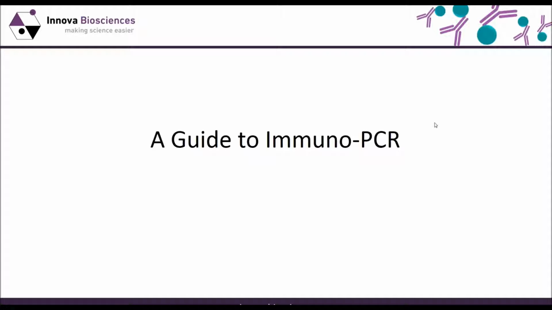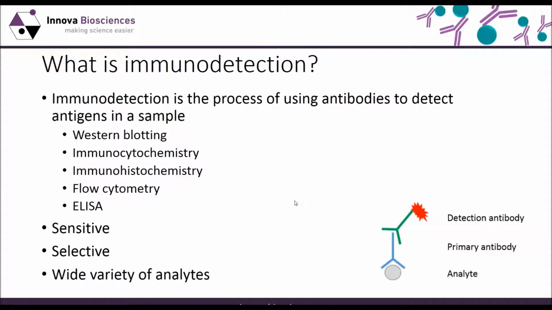Thanks, Lucy. Okay, first let's begin by talking briefly about immunodetection. The term immunodetection describes the process of using antibodies to detect antigens in a sample. Well-established immunodetection techniques include Western blotting, immunocytochemistry, immunohistochemistry, flow cytometry, and ELISA. Since immunodetection relies on the use of antibodies, these methods are sensitive, highly selective, and applicable to the detection of a wide variety of analytes.